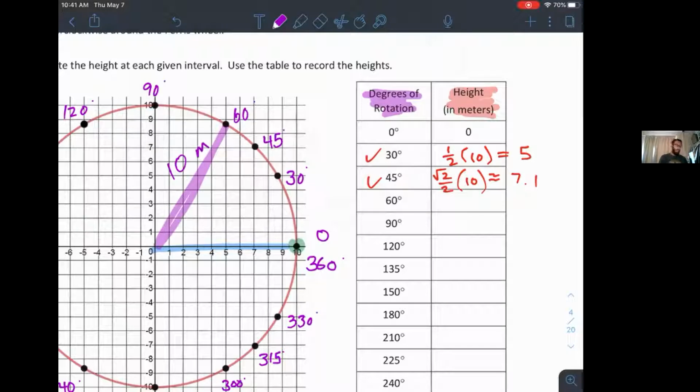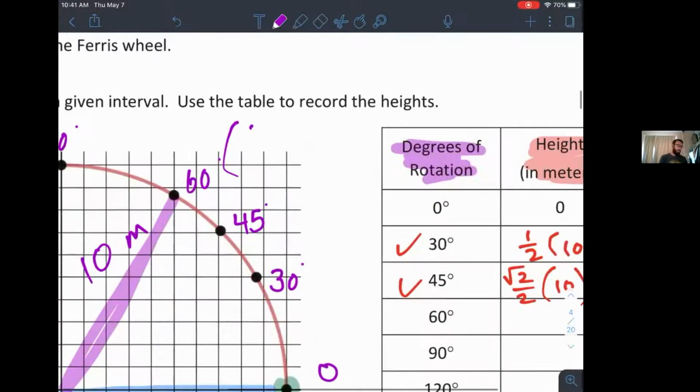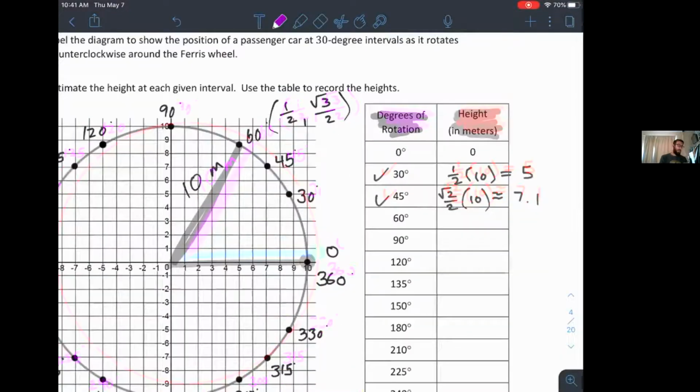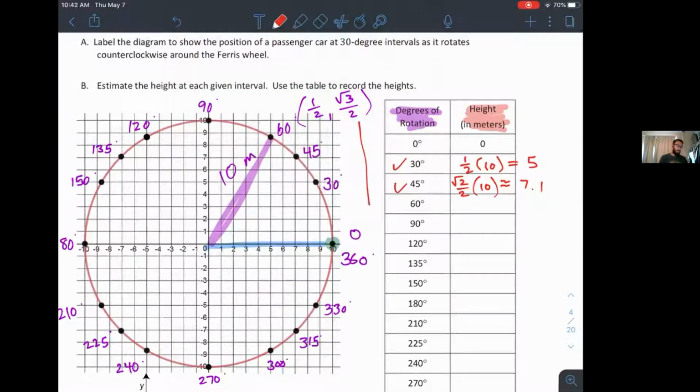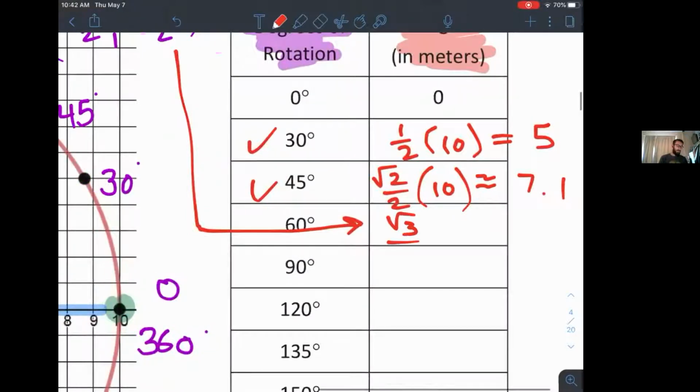And now flash back to the unit circle, which feel free to reference at any given time. That would be our ordered pair. So now all we have to do is reference, all right, we're looking for the y value, which on a 60-degree movement is √3/2. Our radius is 10, and then we can multiply that out.